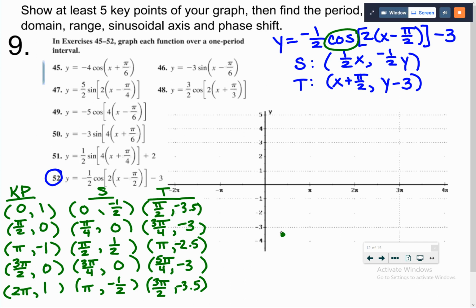Remember, you should see a wave shape. All your points should be about the same distance apart if you're doing it right. 3/4, I'm at -3. Pi, I'm at -2.5. 5/4, I'm back at -3. 3 pi over 2, I'm back at negative 3.5. So there's my one period of this cosine function, and then we want to make sure we don't go above or below those boundaries we've created already, so just make sure you turn it around when you draw your arrows.